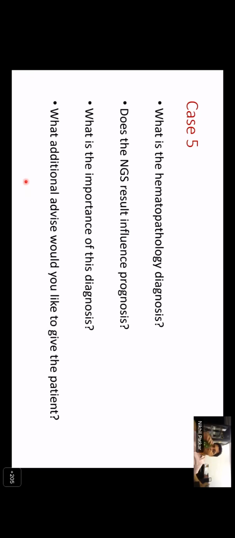So what's the hematopathology diagnosis? So AML with biallelic mutation, if you can call it so. Yes, very good. And does the NGS result influence prognosis? Yes, it's a good prognosis. It shows good prognosis. Okay, what is the importance of this diagnosis? So it is important because it's a favorable risk AML.